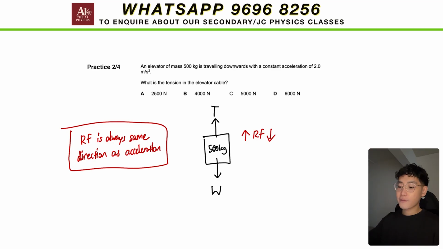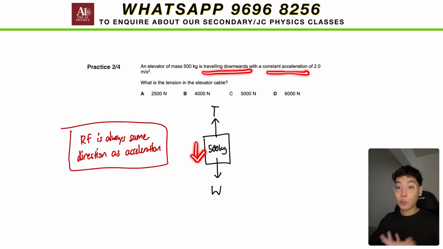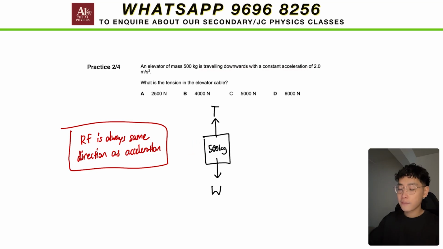So we want to ask ourselves, what is the direction of the acceleration of the lift? We can see over here, the lift is traveling downwards and is also accelerating downwards. So the acceleration of the lift is downwards. So we can say that the resultant force is in the downwards direction, right? And this one is very important because why? This lets us make our resultant force equation.